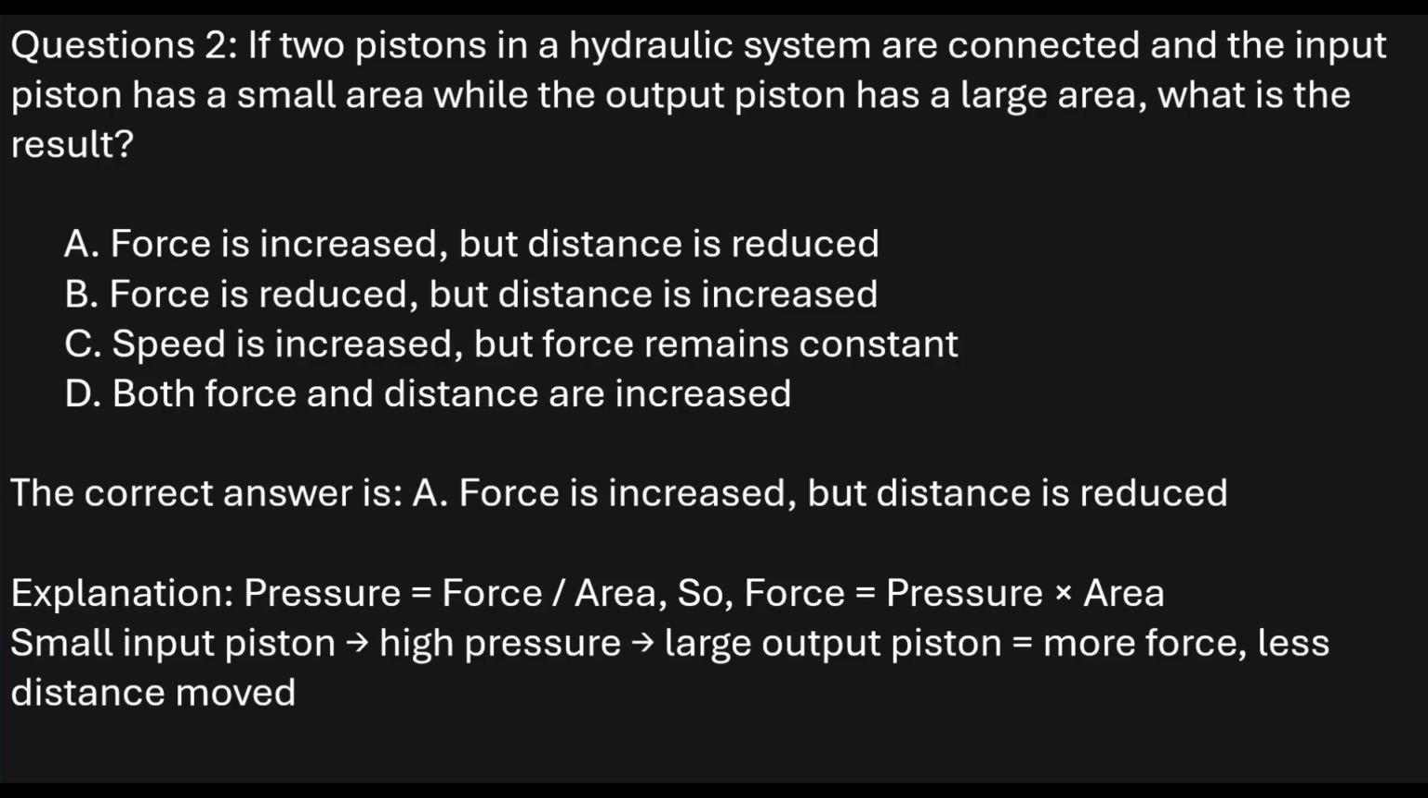For the lever, you can see force will be increased when the distance is increased. But here the alternate system is the hydraulic system, where force is increased and distance is reduced. Here is the explanation: pressure equals force divided by area, and so force equals pressure multiplied by area. A small input piston means high pressure, and a large output piston means more force, less distance moved.